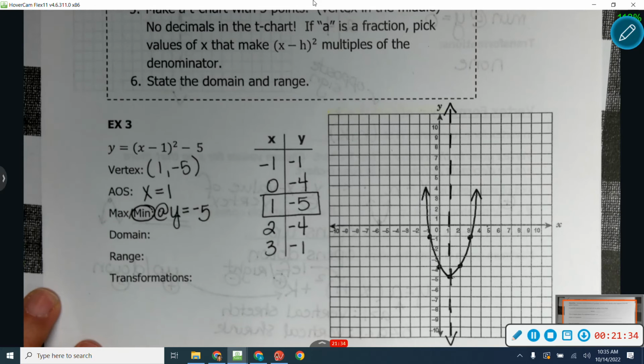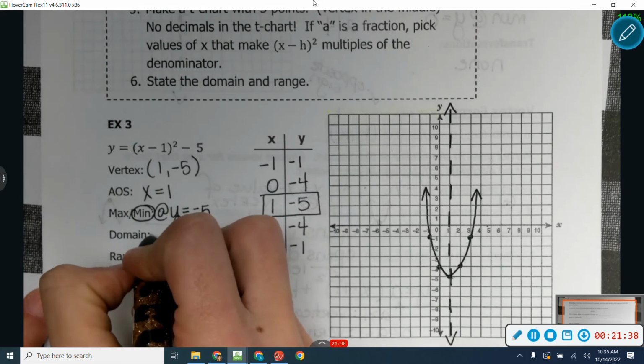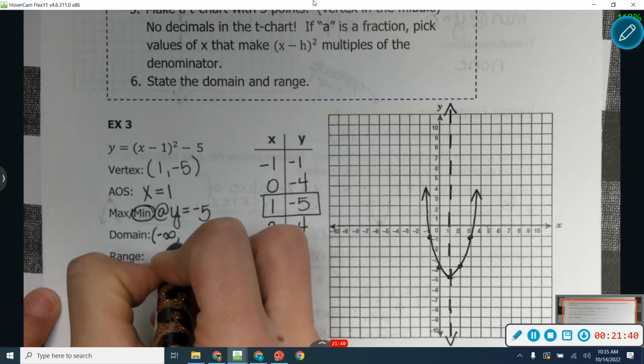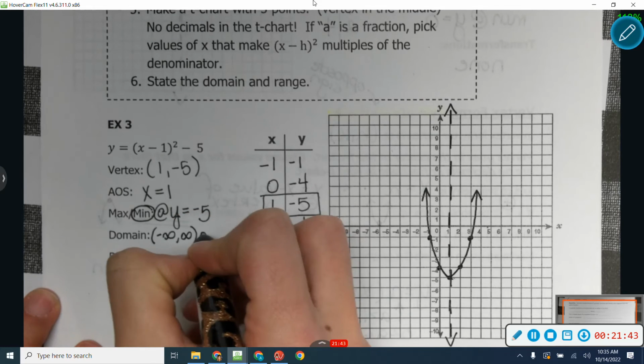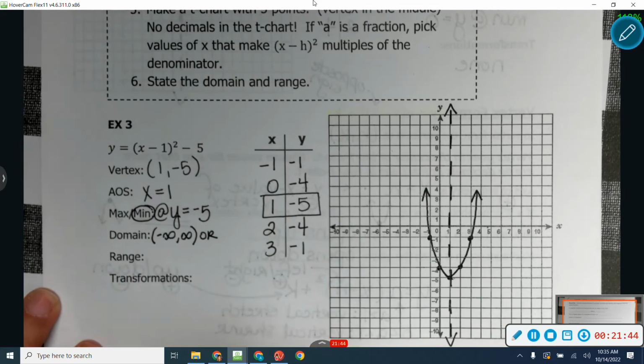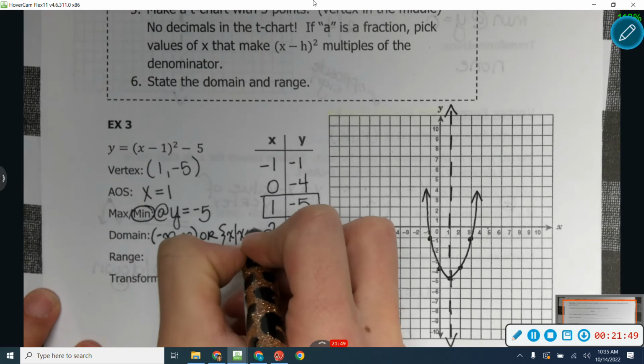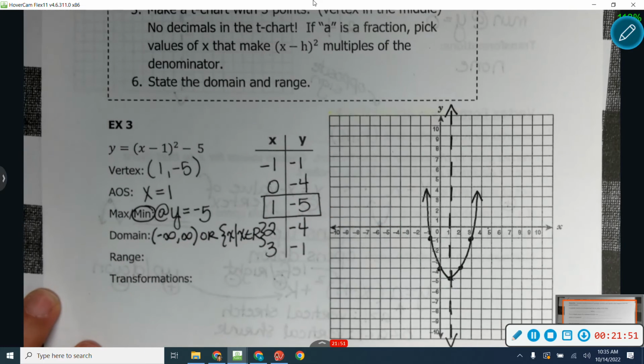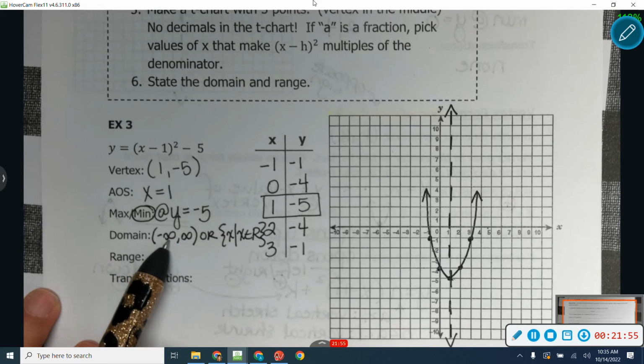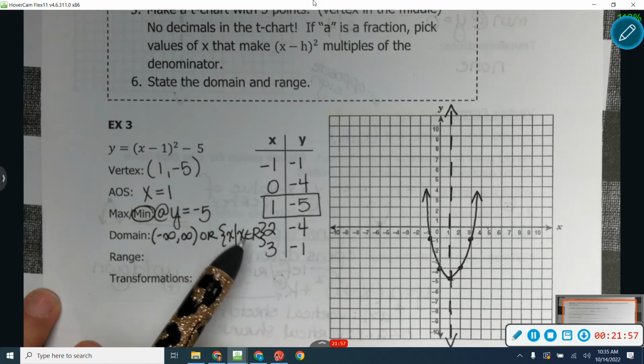Okay, my domain, what is that? Okay, up to you, all real numbers, up to you with how you want to write it. I don't remember if I changed my answer key or not. My answer key might only have interval, but it's up to you with what you want to do.